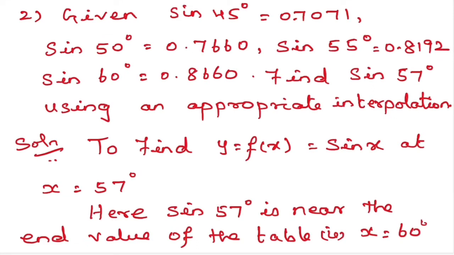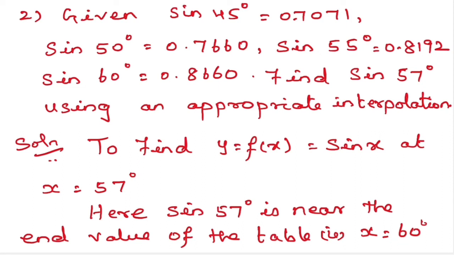So next question: given sine 45 degrees is equal to 0.7071, sine 50 is equal to 0.7660, sine 55 is equal to 0.8192, and sine 60 is equal to 0.8660. Find sine 57 using an appropriate interpolation. Here they have given some sine degrees and their values, and the question is to find sine 57 degrees using an appropriate interpolation. Now we'll see the solution for this question.